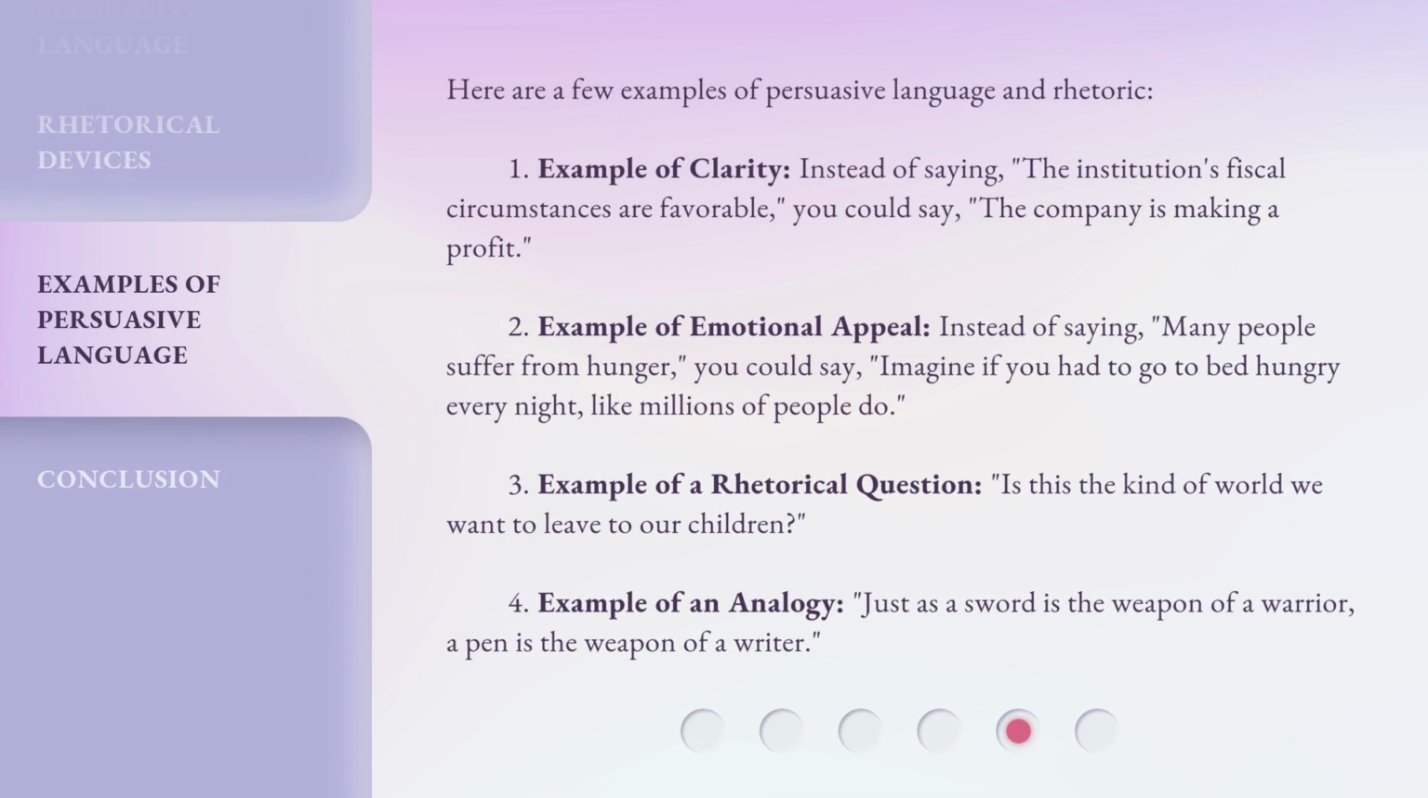Here are a few examples of persuasive language and rhetoric. 1. Example of clarity. Instead of saying, "The institution's fiscal circumstances are favorable," you could say, "The company is making a profit." 2. Example of emotional appeal. Instead of saying, "Many people suffer from hunger," you could say, "Imagine if you had to go to bed hungry every night, like millions of people do."